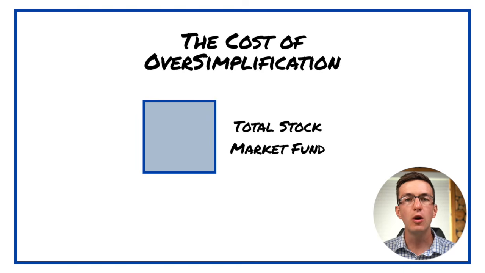For instance, if you are holding one fund in your taxable account, let's say this is a total stock market fund, so it encompasses the total stock market. This is costing you significantly. The reason is when you hold one fund, you have absolutely no control over strategically managing your capital gains and losses from year to year.